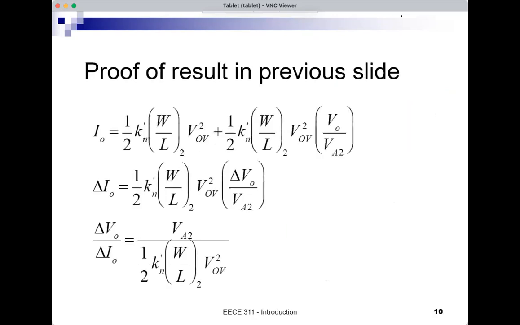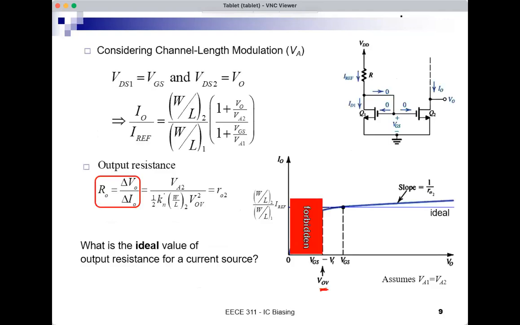This is just a quick proof of the result on the previous slide. If I take the expression for IO and expand it and find delta VO over delta IO, then I get what we got on the previous slide. Output resistance is a nice way to see how far I am from ideal. And what does it mean really? What is delta VO over delta IO?